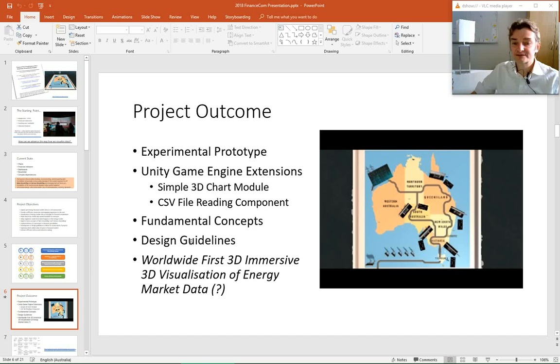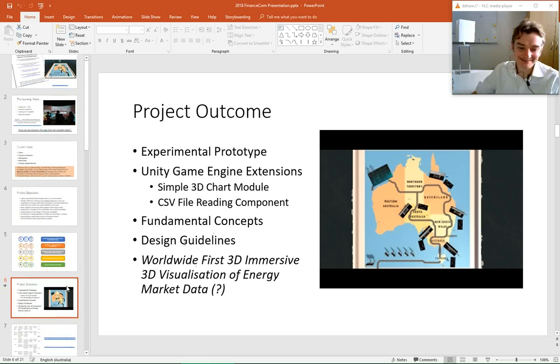We had developed some design guidelines, and the next sentence is from our internship student, so I'm pretty proud of her, because she said it's worldwide the first immersive 3D visualization of energy market data prototype, and I did not find any other one, so let's give her the credit for this sentence.